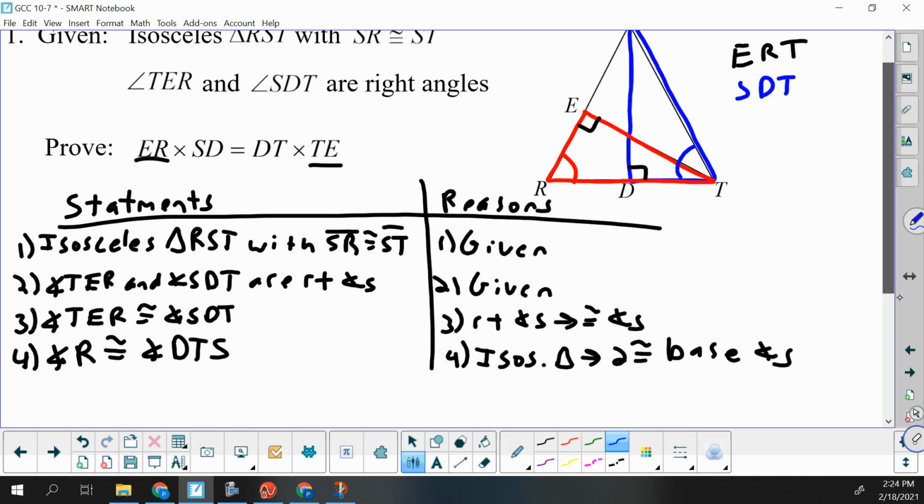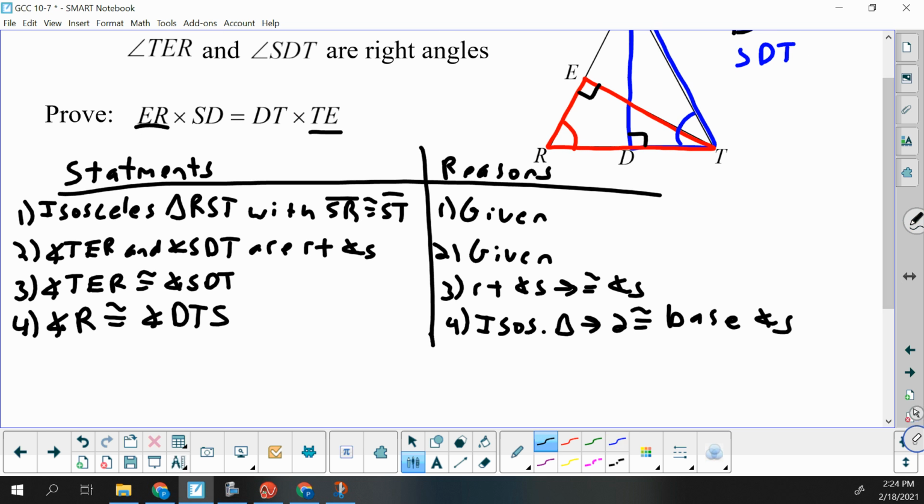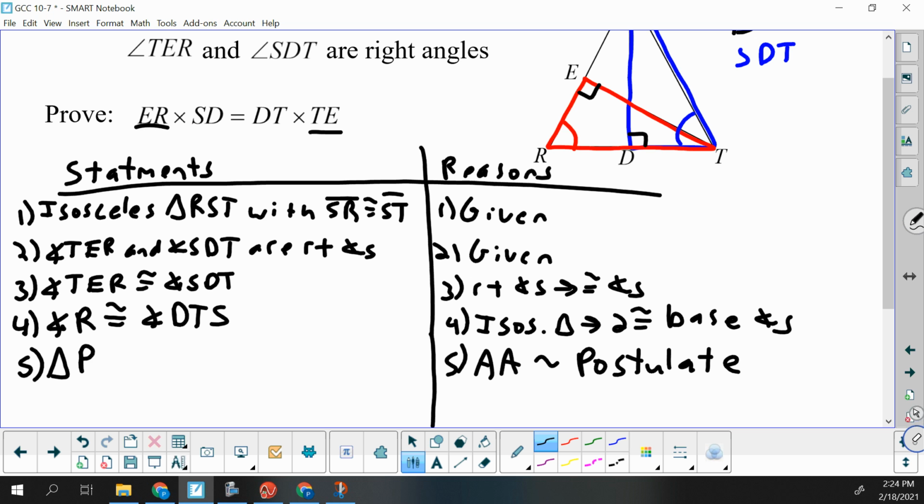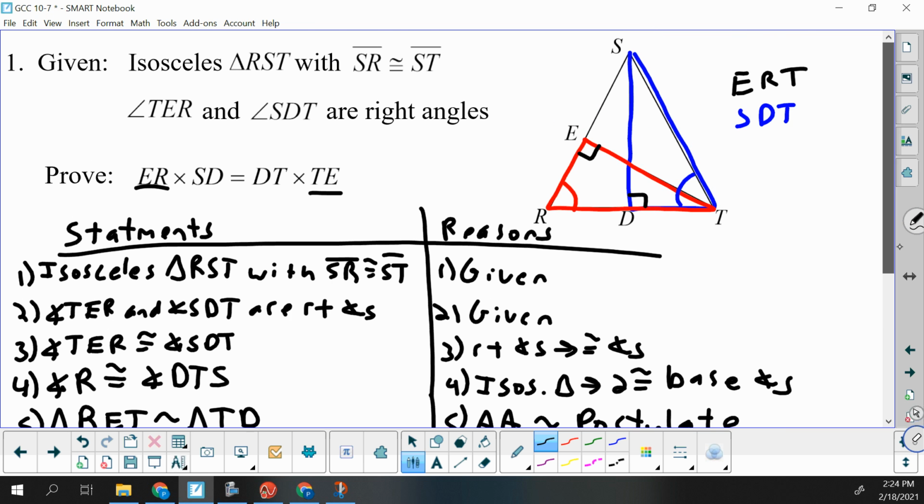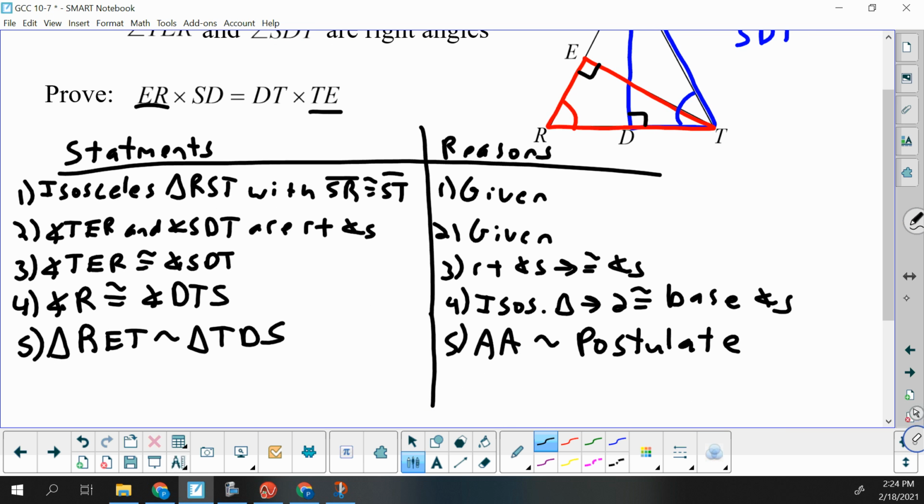Well, we should be in good shape. We've got 2 sets of angles now. So we'll do our angle-angle similarity postulate. Our statement will be that our triangles are similar. So we'll maybe do RET for the first one is similar to triangle. R was our congruent base angle, so we'll do T in the other one. E was our right angle, so that matches with D. And then our third letter was S, so TDS.